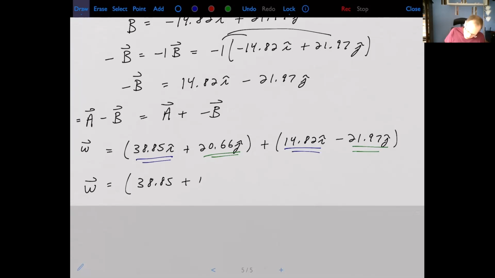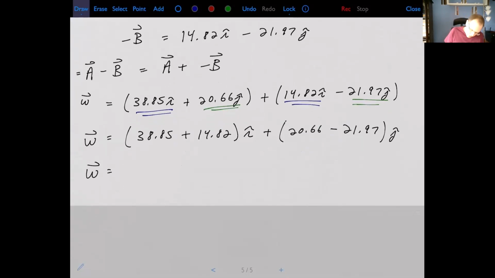38.85 plus 14.82 I hat. And then for the y component, I have to add the j. So this is 20.66 minus 21.97 j hat. So W is going to be, it looks like 53.67 I hat, and it's going to be a very small j hat, right? In fact, negative, I guess, 1.31 j hat. Okay, so that's the answer. That's A minus B, which I'm calling W, in component form.